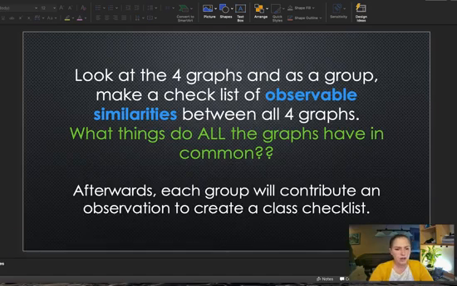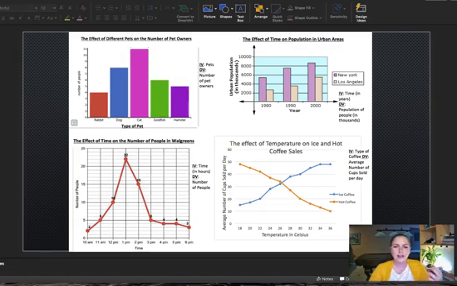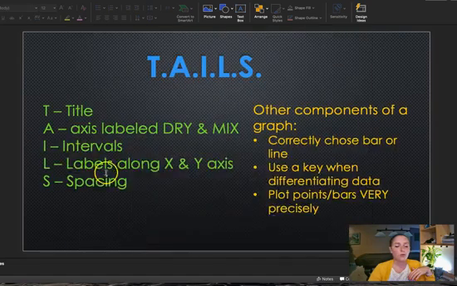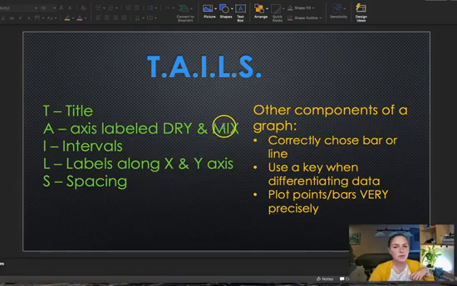All right, so in the Zoom call, I had you guys looking at these different graphs and seeing what you see similar between all 4 of them. And a lot of you said, okay, every one of them has a title. Some of you said it's in color. Some of them have keys. A lot of them are labeled and so forth. So what I'm looking for when you do a graph in Biology 1 is this acronym TAILS, okay? And that stands for title, axis, label, dry, and mix.